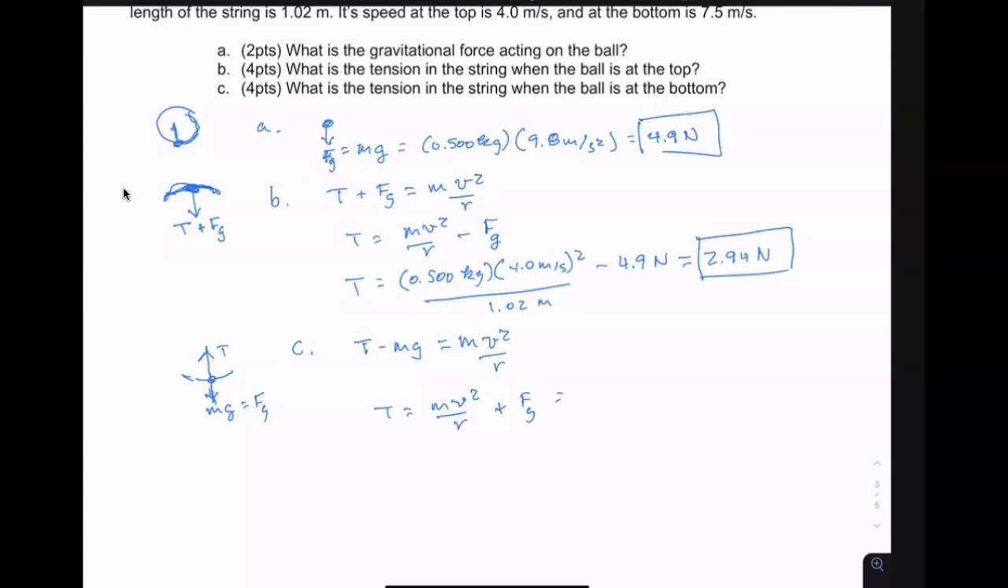And so we take whatever we got when we did this calculation before, and then we add the 4.9 newtons to get a total of 32.5 newtons. Oh, I made a mistake. And I made a mistake that some of you made.